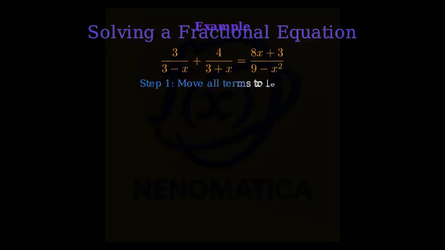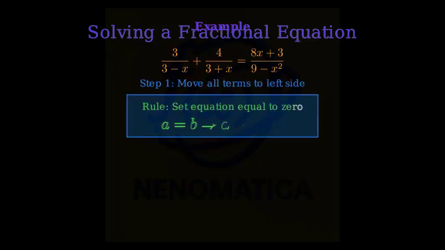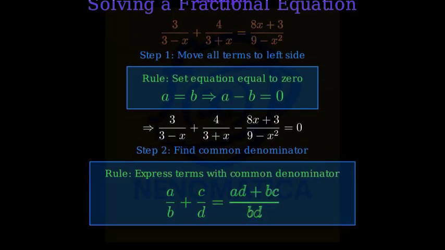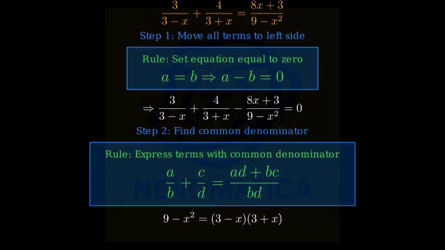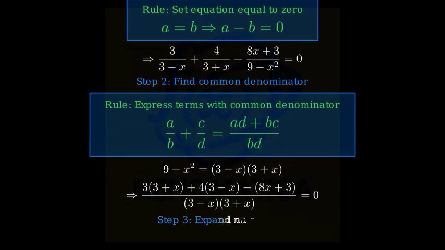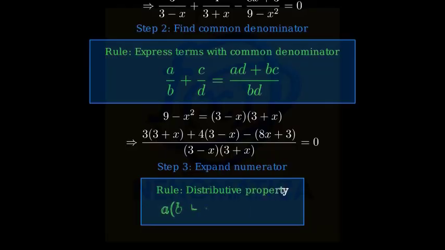Step 1. We'll start by moving all terms to the left side of the equation to get an expression equal to 0. Step 2. We need to find a common denominator for all fractions. First, let's note that 9 minus x squared can be factored as the product of 3 minus x and 3 plus x. Step 3. Let's expand the numerator to get a clearer expression.